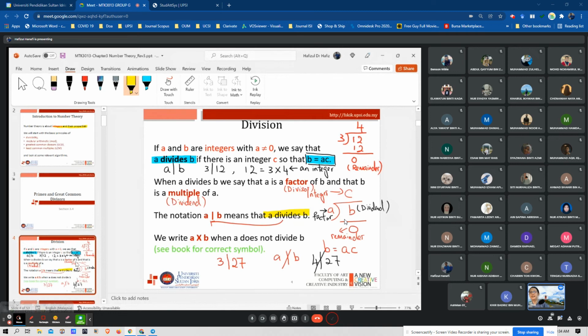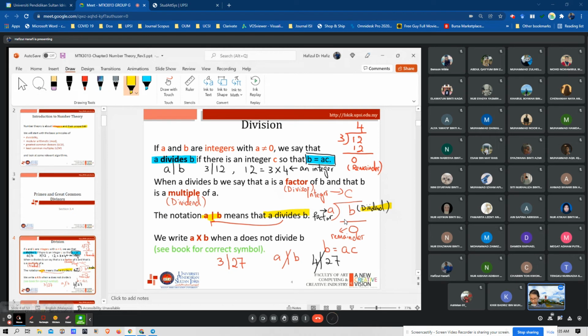Then it has a remainder of 0. When A divides B, we can say A is a factor or divisor of B, and B is a multiple of A. The quotient is the integer C, and the notation is A divides B. The remainder is the balance, and the dividend is what is being divided. We write A does not divide B when it does not divide evenly.